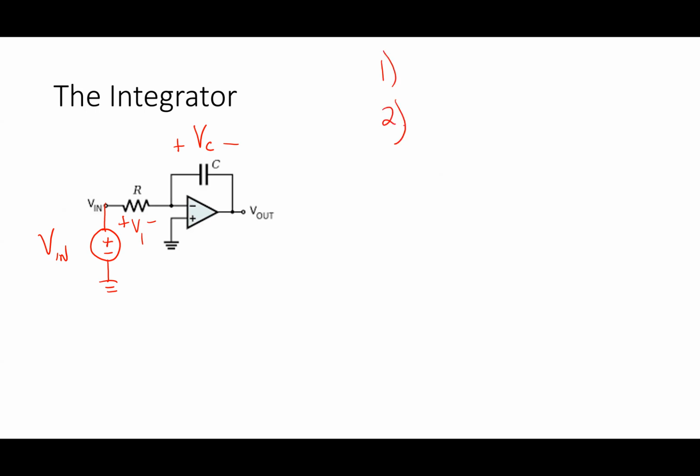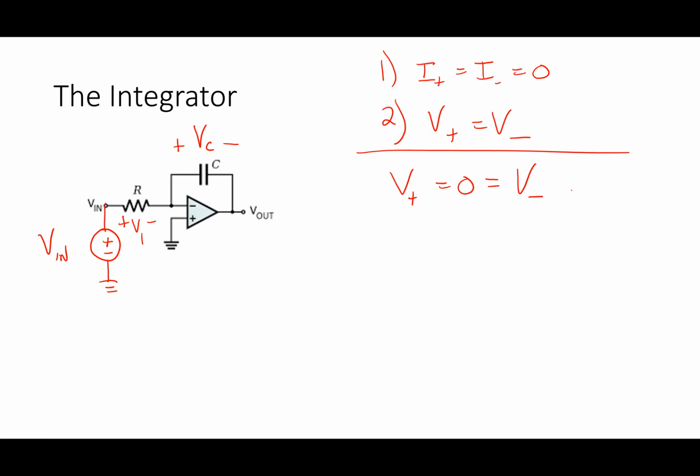What's golden rule number 1? I plus equals I minus equals 0. I'm writing that for phasors now. And V plus equals V minus. Again, those are just the rules. If I go to the circuit, which one of those do I know? Yeah, I know V plus is equal to 0. So V minus has to be equal to 0. It's the same circuit, right? So what am I going to do to solve this?